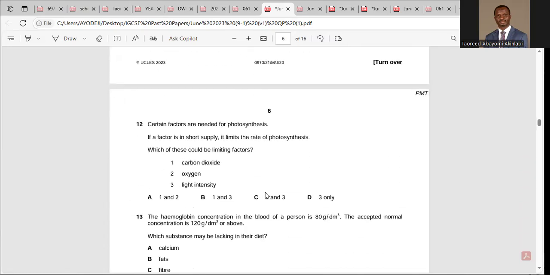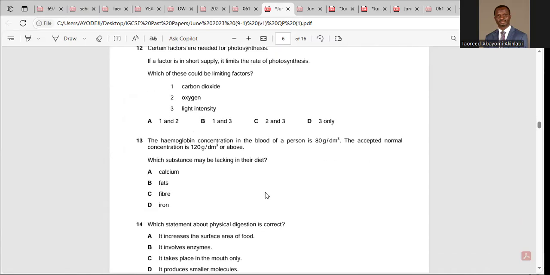For question 12, certain factors are needed for photosynthesis. If a factor is in short supply, it limits the rate of photosynthesis. Which of these could be limiting factors? All right. The factors here, out of the ones listed here, that the plant requires to carry out photosynthesis are carbon dioxide and light intensity. A plant does not require oxygen for photosynthesis. A plant only gives out oxygen. That means the correct option for question 12 will be option B, 1 and 3.